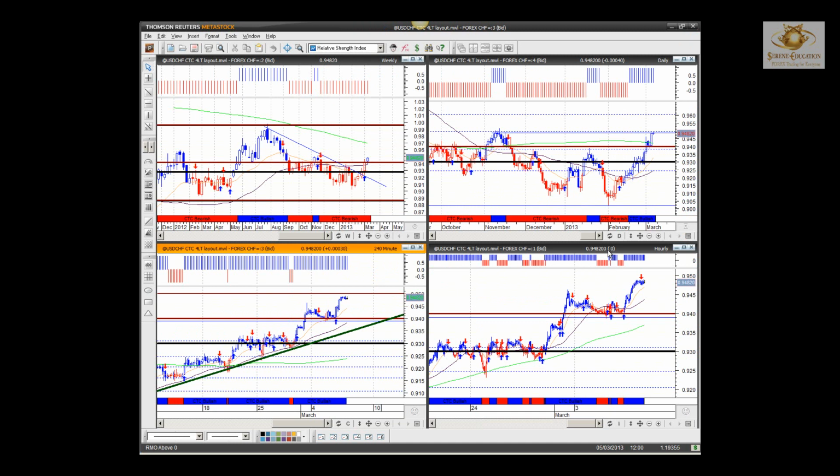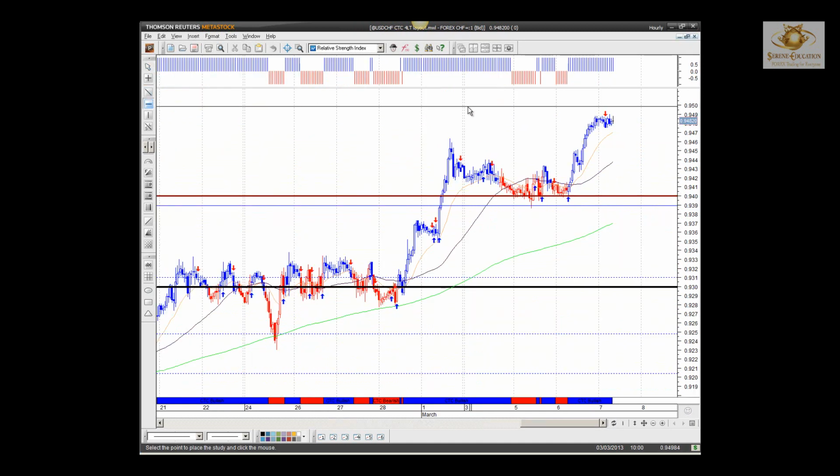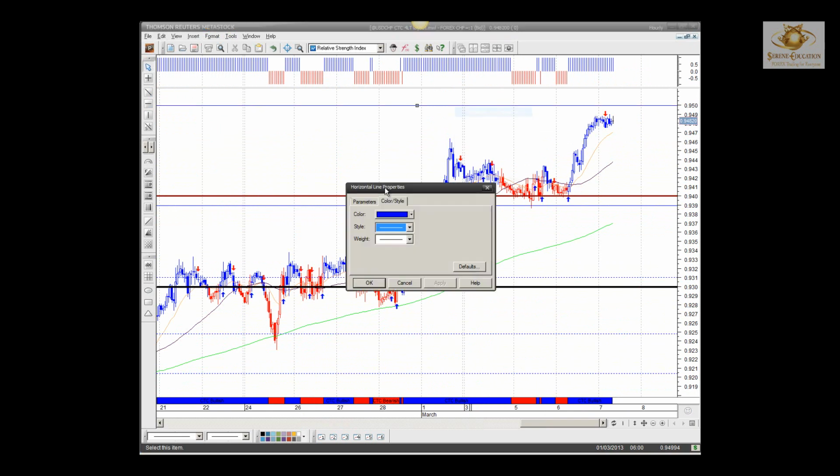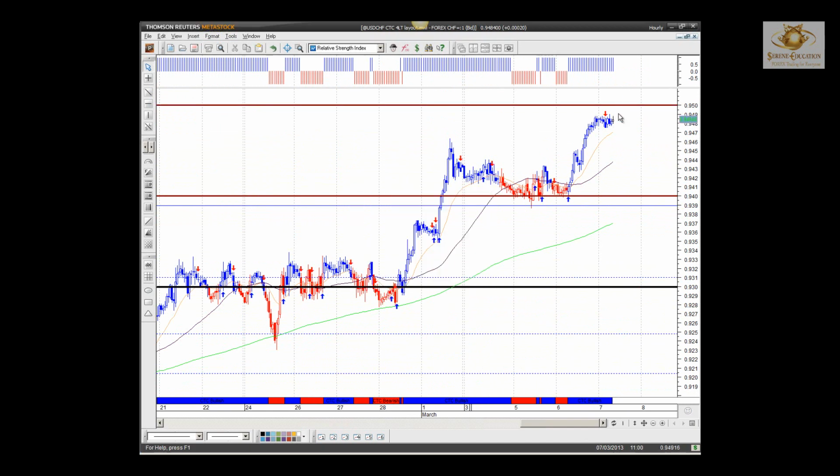So long may it hold. 950, make a note of it. Need to be above it. Otherwise, look for a potential bearish engulfing candle to see price pulling back near term. But it all remains, as long as the US dollar is showing strength and sentiment is pulling through on the US session, then you're going to see price moving upside. So keep that in mind.